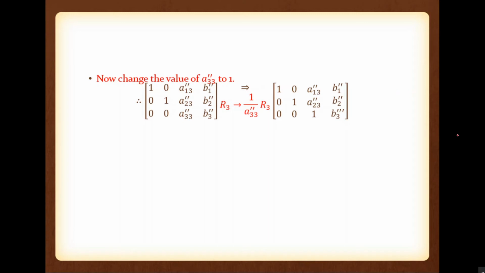Okay. So what is very important here? Here this denominator must not be 0. If it is 0, we can't proceed. Okay. So that is very, very important here.